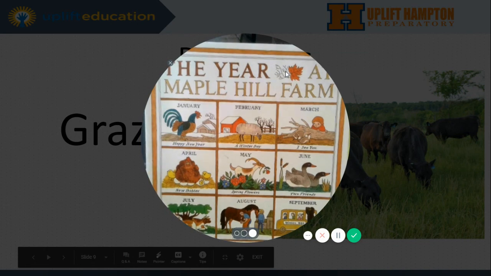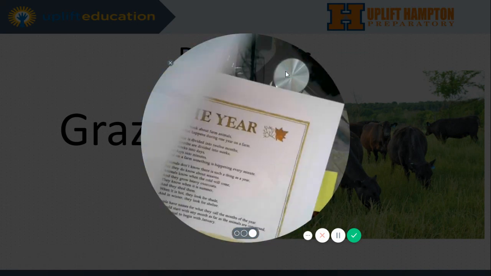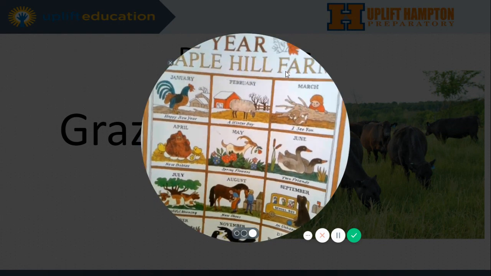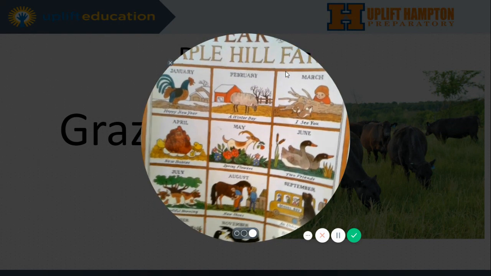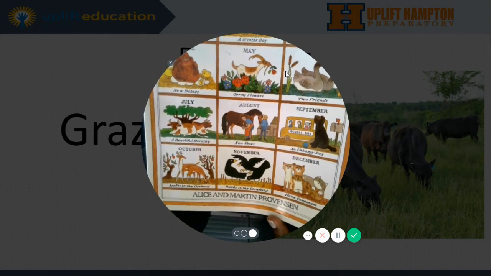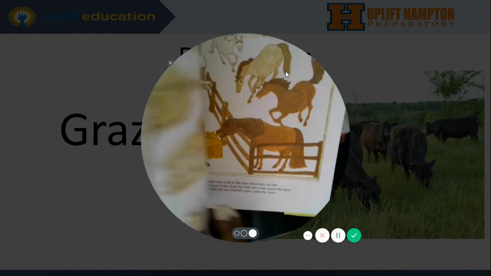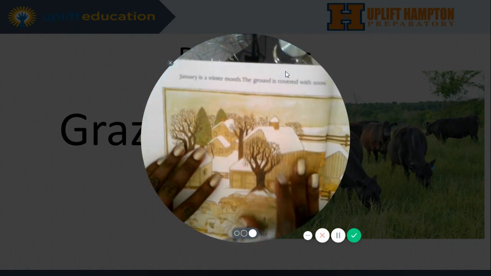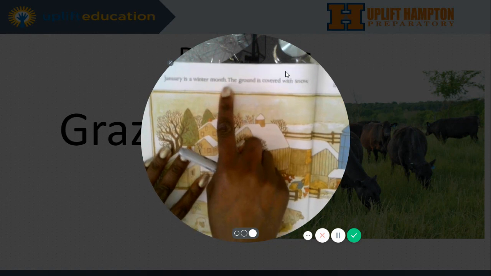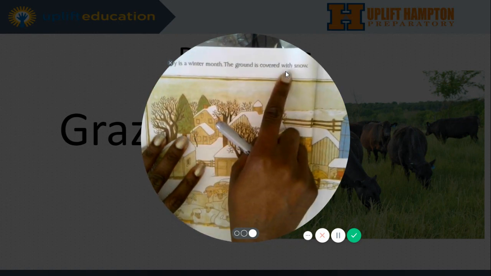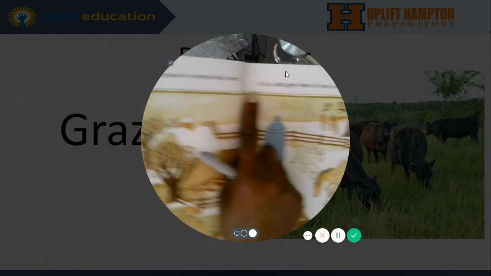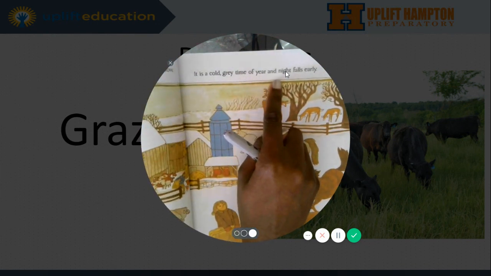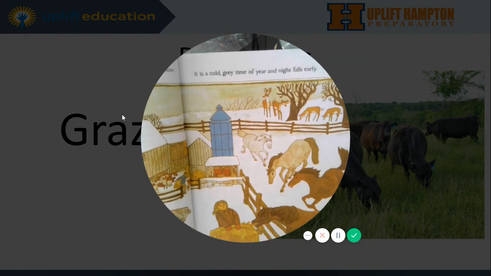All right, let's get started and read our book, The Year at Maple Hill Farm, written and illustrated by Alice and Martin Provensen. January is a winter month. The ground is covered with snow. It is a cold, gray time of year, and night falls early.